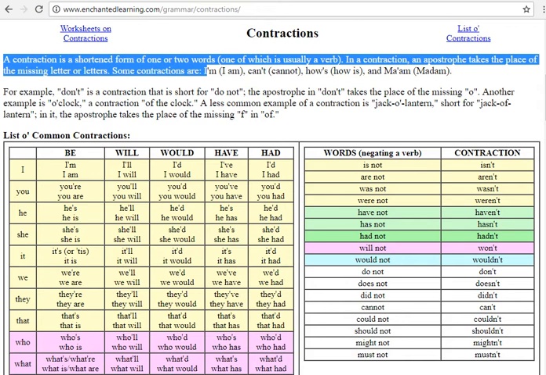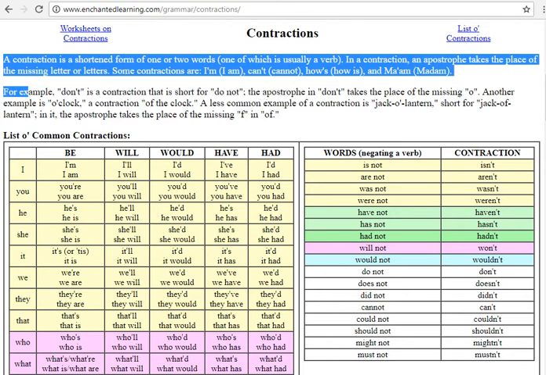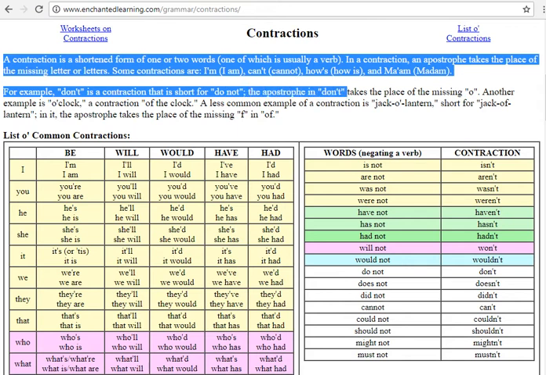Some contractions are I'm, I am, can't, cannot, how's, how is, and ma'am for madame. For example, don't is a contraction that is short for do not. The apostrophe in don't takes the place of the missing O.